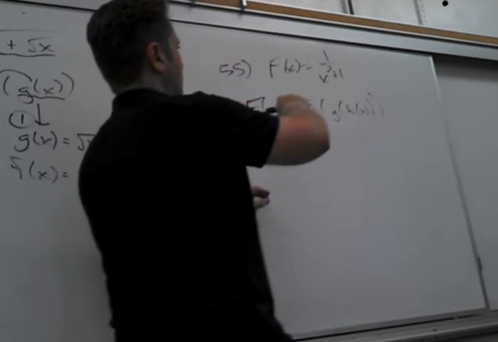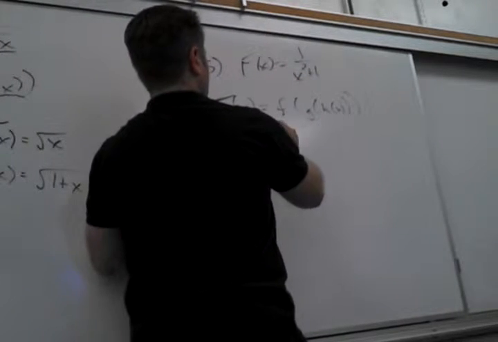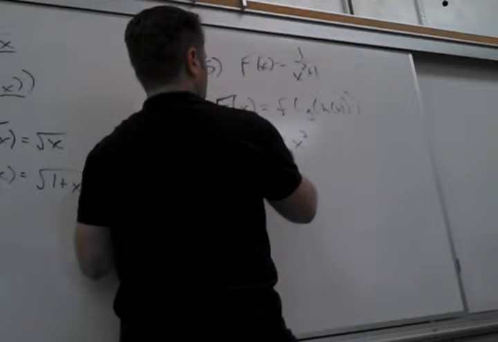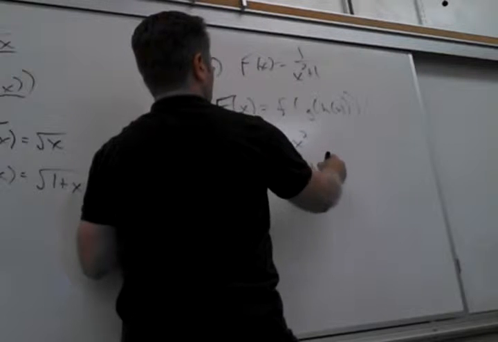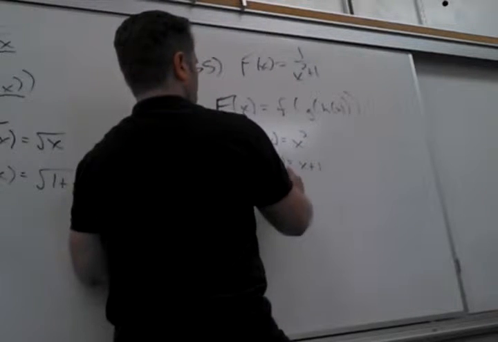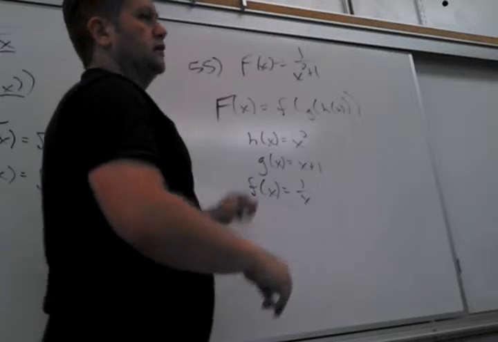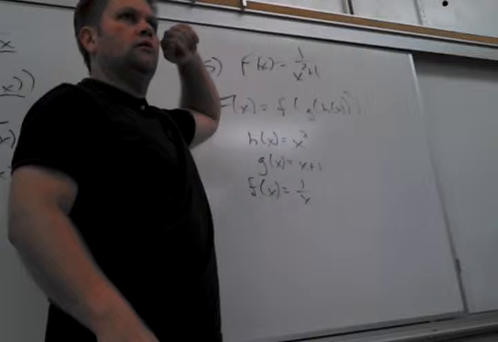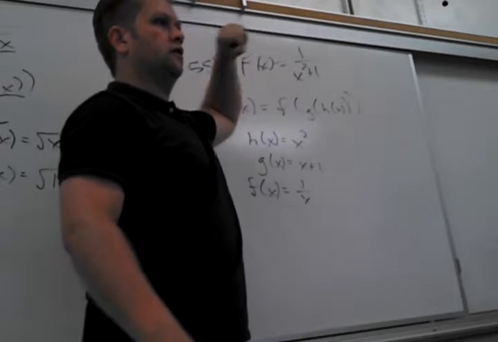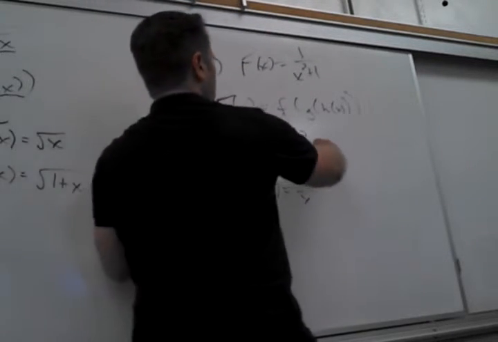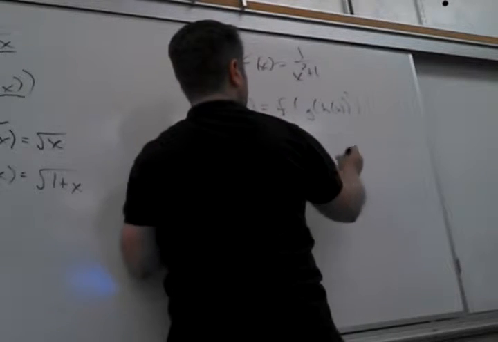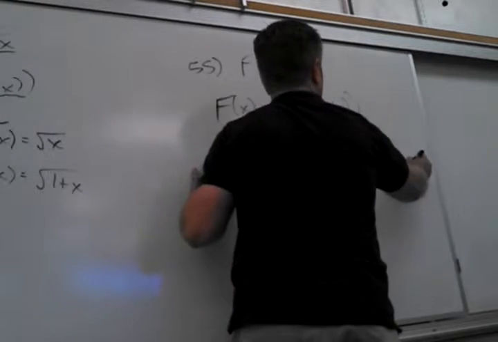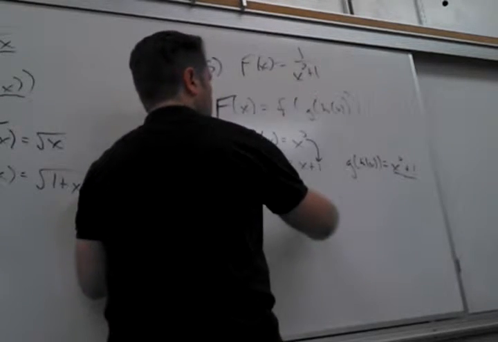I just got an idea for this. So h of x could be x squared. G of x could be x plus 1. And your f of x would be 1 over x. Let's check it out. It seems to make sense, because it looks like the outer function should be 1 over something, right? So if I call h of x x squared, and I plug it into g, g of h is x squared plus 1. And if I plug that in here, I do get that.